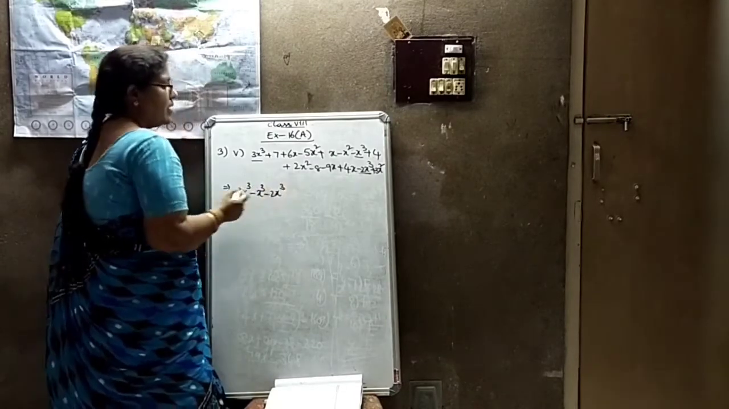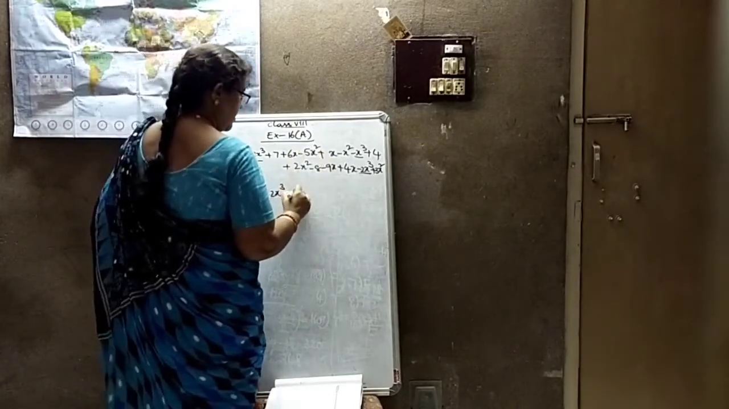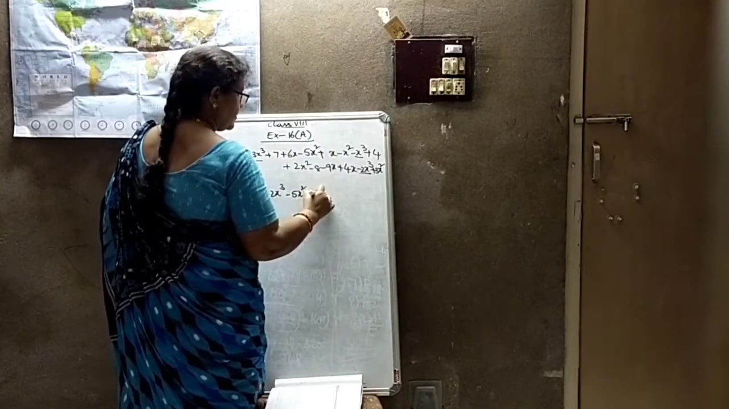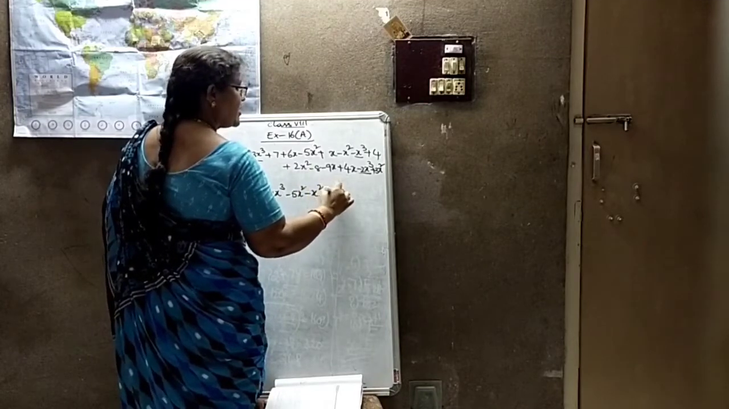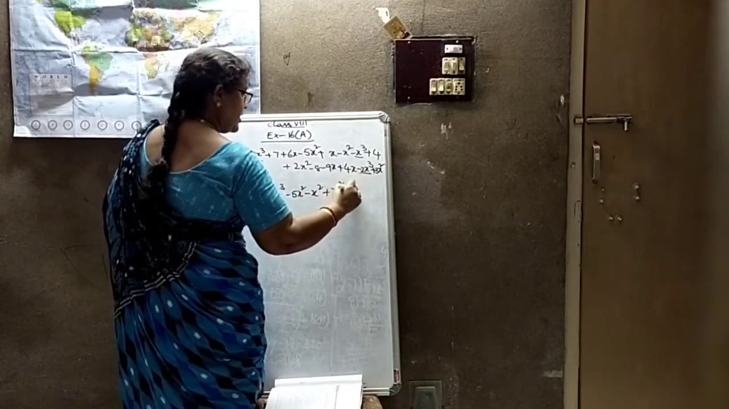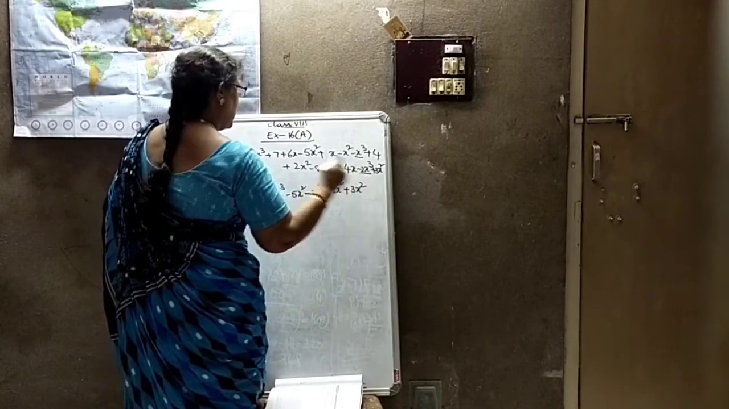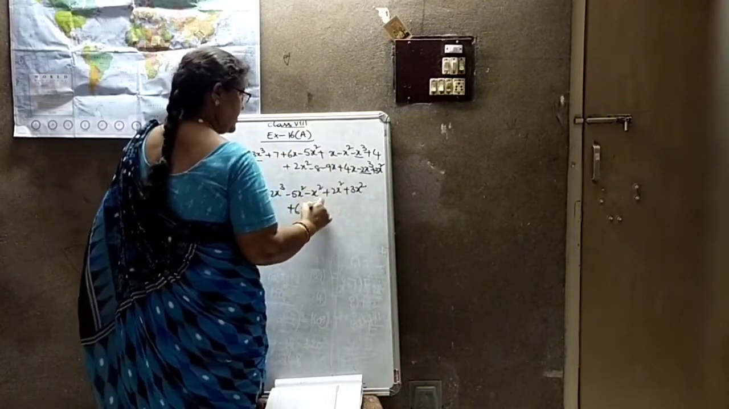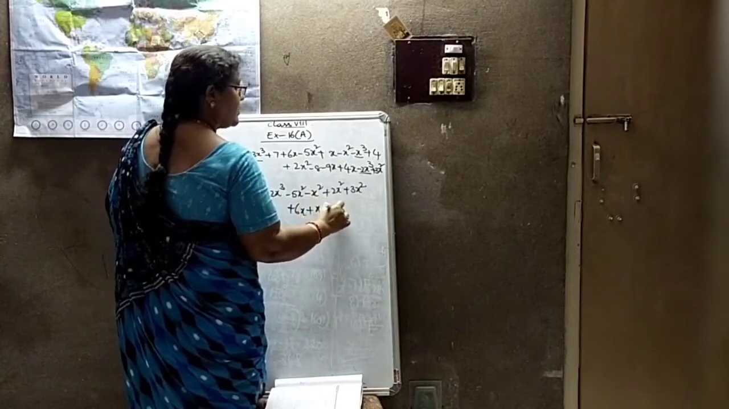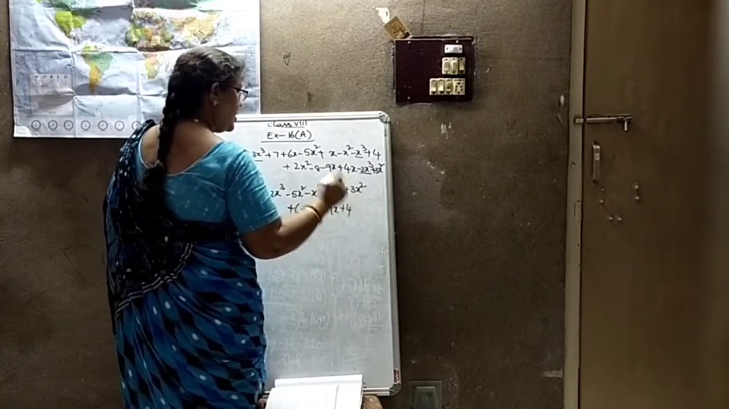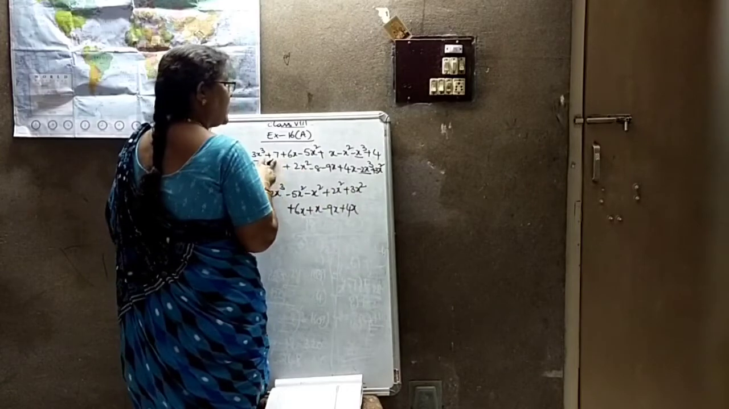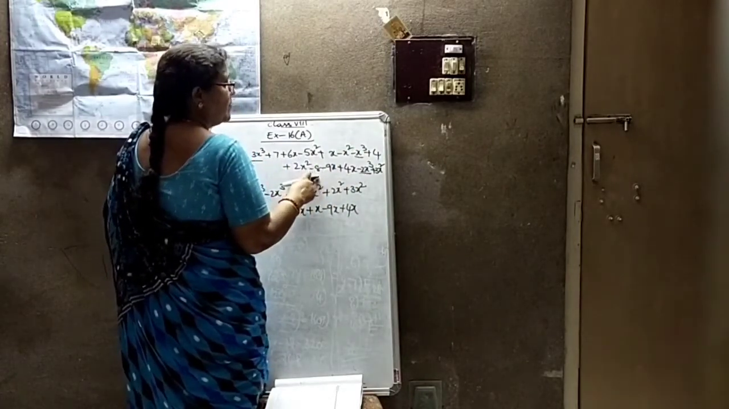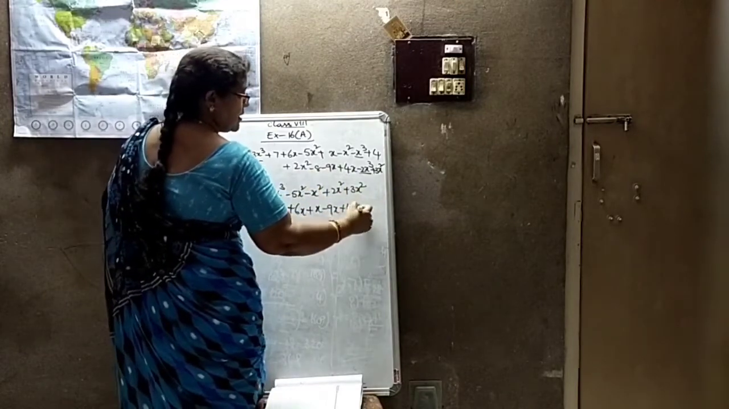Then x square terms: minus 5x square minus x square plus 2x square plus 3x square. Then x terms: x plus 6x plus x minus 9x plus 4x. Constants: 7 plus 4 is 11, 11 minus 8 is 3, that's it, plus 3.